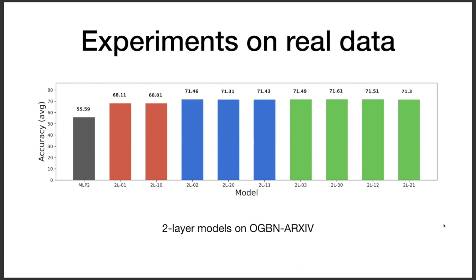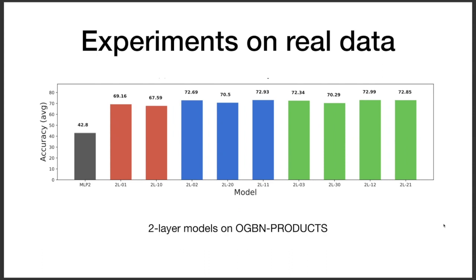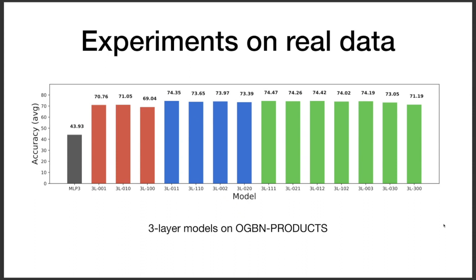Also, two convolutions are always better than one convolution, as predicted by our theory, while three convolutions don't do much over two convolutions. Next, we have the same plot for three-layer networks where we observe the exact same trends. Then we have the same plot for OGB products, which is another data set, for two-layer networks, and then for three-layer networks. There are more plots for other data sets in our paper along with more details about the experiments, so please have a look if interested.